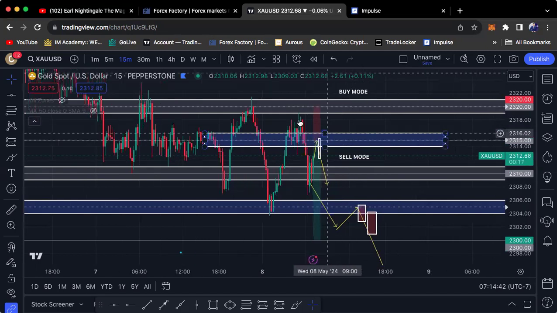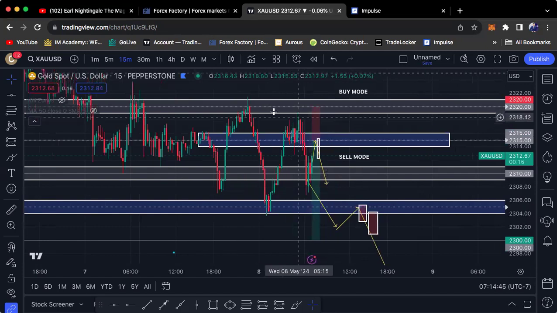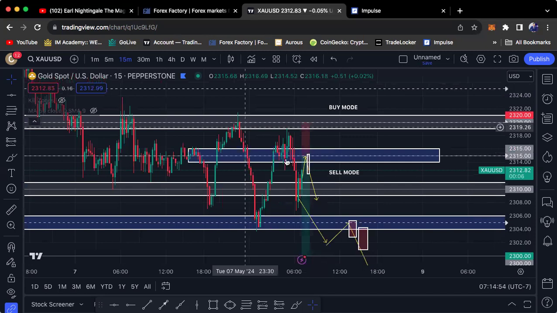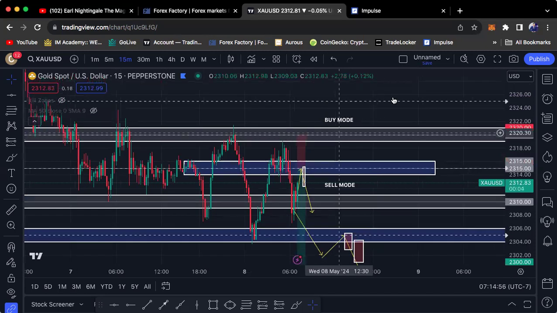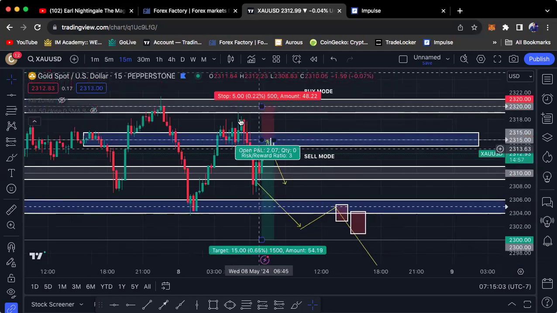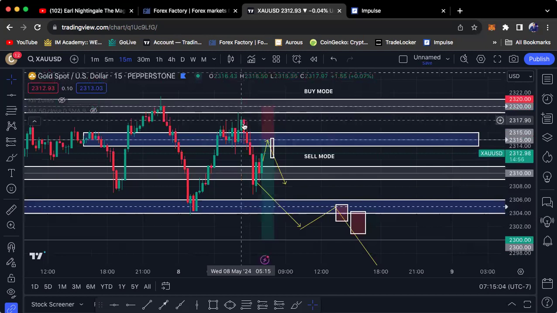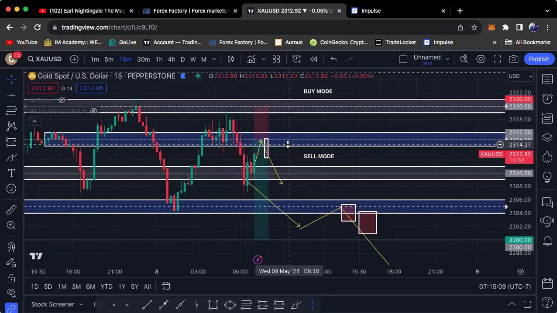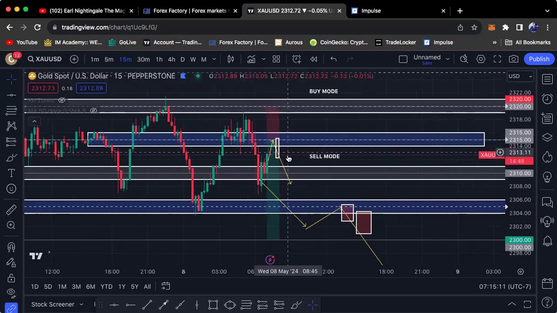Because price never created a new higher high, right? It never broke above this high, this lower high, this lower high, this lower high. But if it breaks above these lower highs and creates a new higher high, then it's a buy mode and I'm looking for buys. But it didn't do that. Price is still below this previous lower high. You see? So that's why I'm on sell mode. Does that make sense? So I'm still in the sell mode.